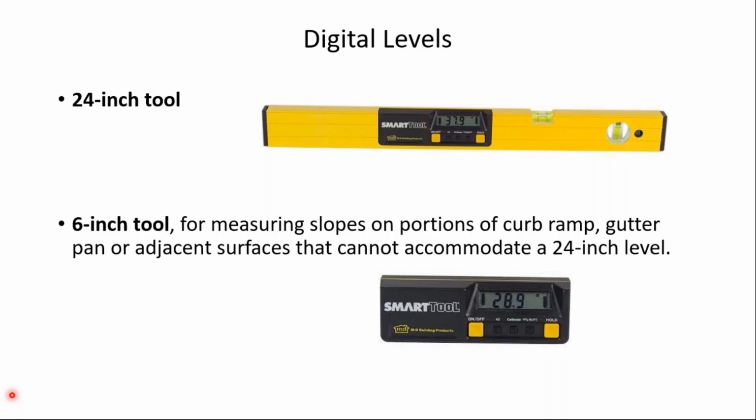And then I also recommend having a 6-inch digital level available for measuring slopes on portions of the curb ramp or the gutter pan that can't accommodate a 24-inch level.